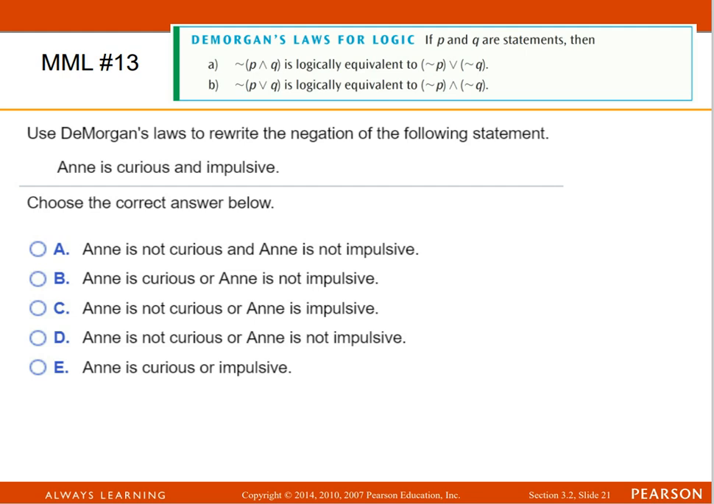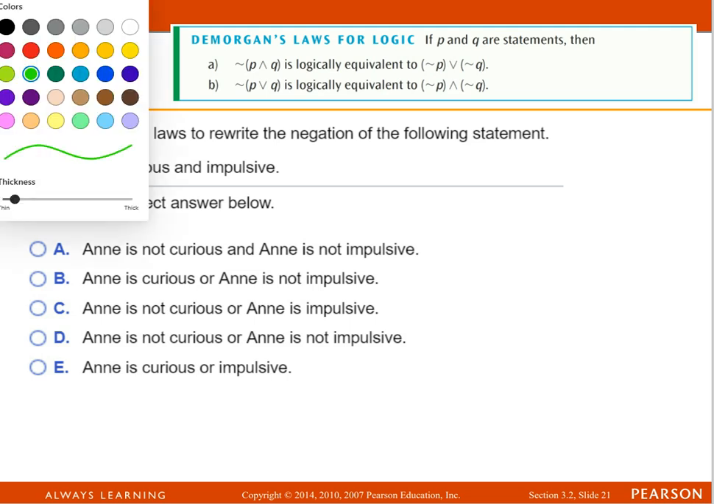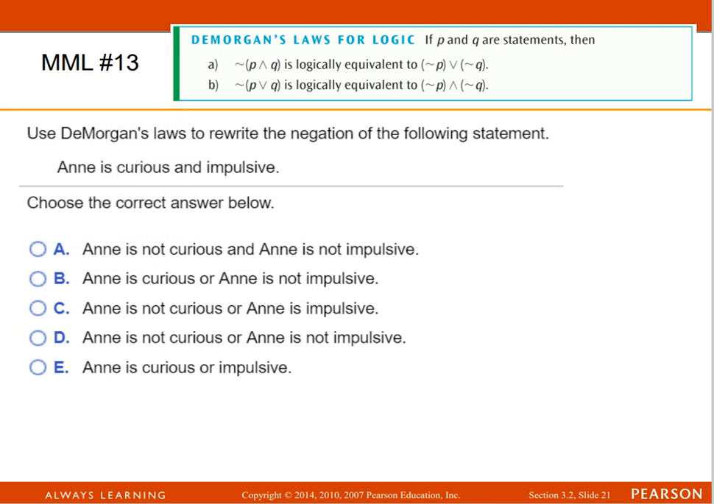Okay, 13 and 14 both use De Morgan's laws, so hopefully I can get through them both in one video. Use De Morgan's laws to rewrite the negation of the following statement. So up at the top there, I just took a screenshot of what De Morgan's laws for logic were, just to have them there. And our statement says, Anne is curious and impulsive. Anne is curious and impulsive.